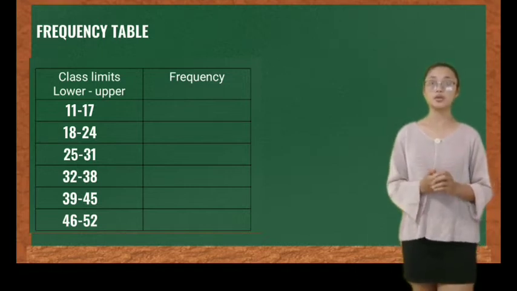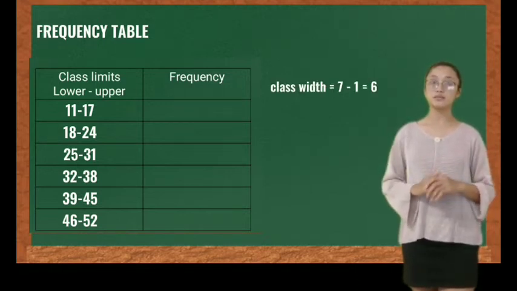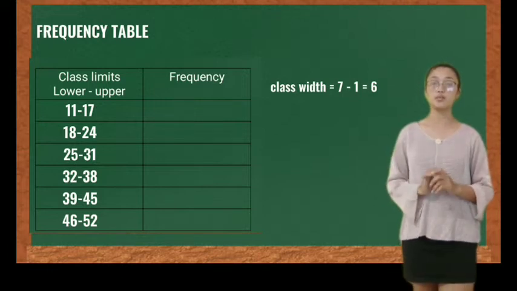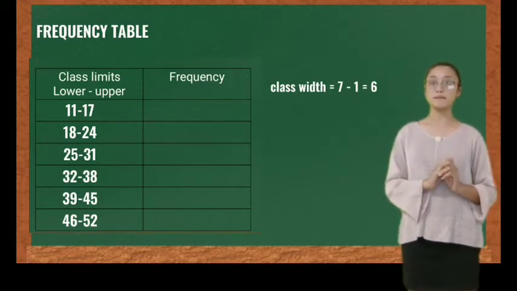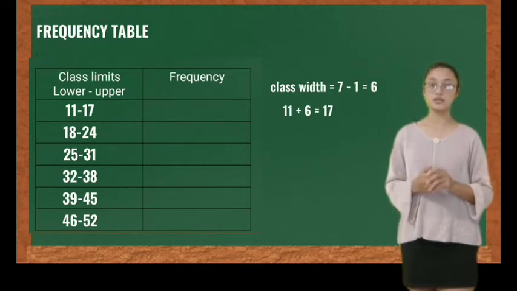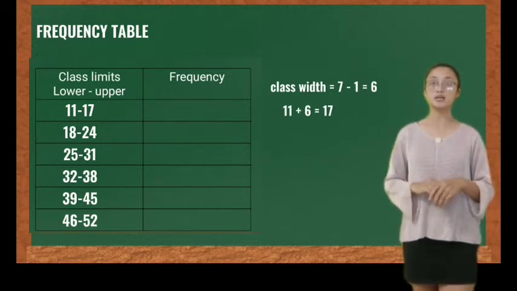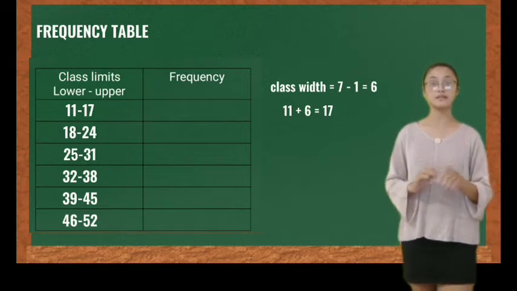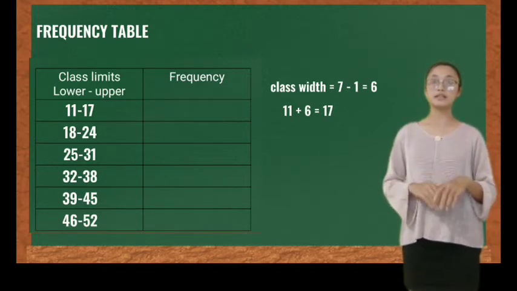So for example, we have here 7, the value of our class width, minus 1 equals 6. Then let's simply add the lower class limit value and 6. So 11 plus 6 equals 17. That makes the first group 11 and 17.